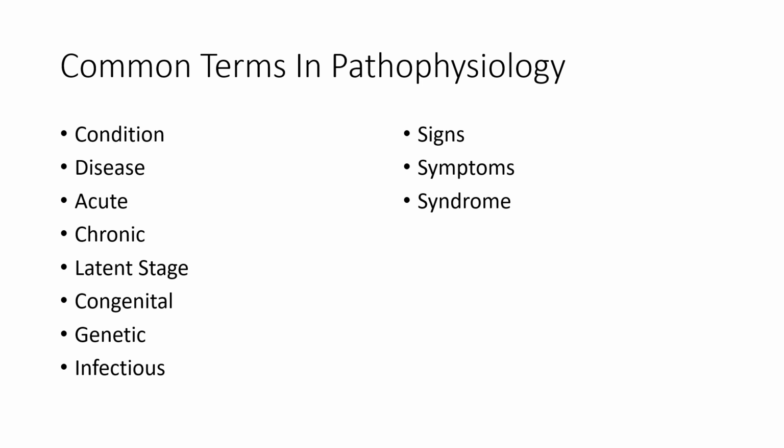What about latent stage? A latent stage is a stage of an infectious disease process during which the pathogenic agent is in the body, but is not in active form. So it's inactive, right? An example of that could be the varicella virus. It causes chickenpox, but it remains in a latent stage in the body and becomes reactive years later as shingles.